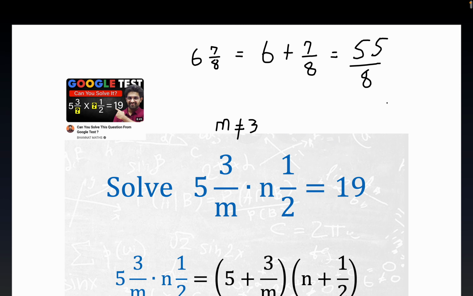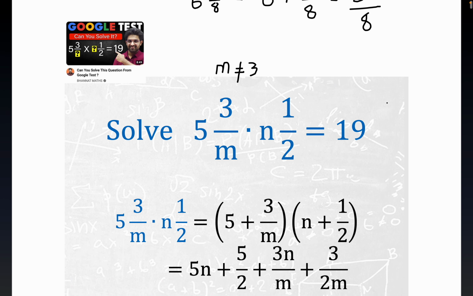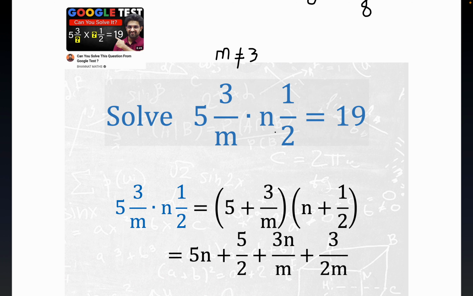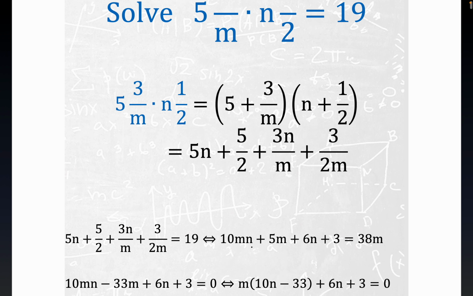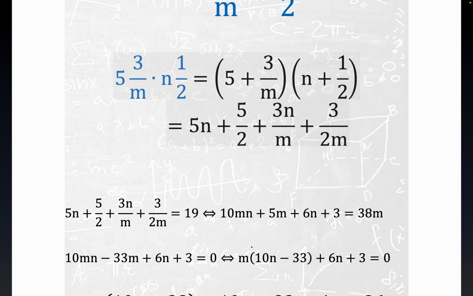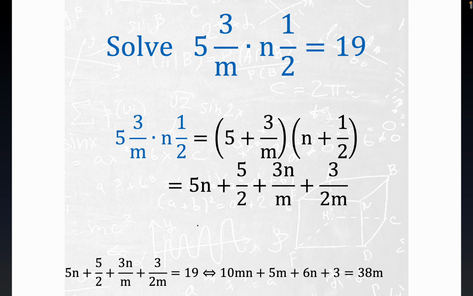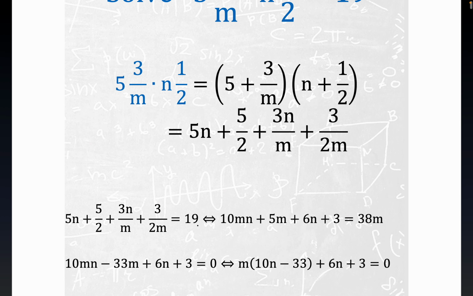Okay. Now the rest of this is just fairly routine. I'll try to minimize the commentary. I just rewrite the mixed fraction by its definition right here. 3 over m is the same as 5 plus 3 over m, and n and 1/2 is the same as n plus 1/2. And so when you multiply that out, you get what you see right here. Now, what we're trying to do is create an integer equation where we can actually do some logical analysis. So right here, we set it equal to 19 because that's the original problem, right? And then we carry on here.